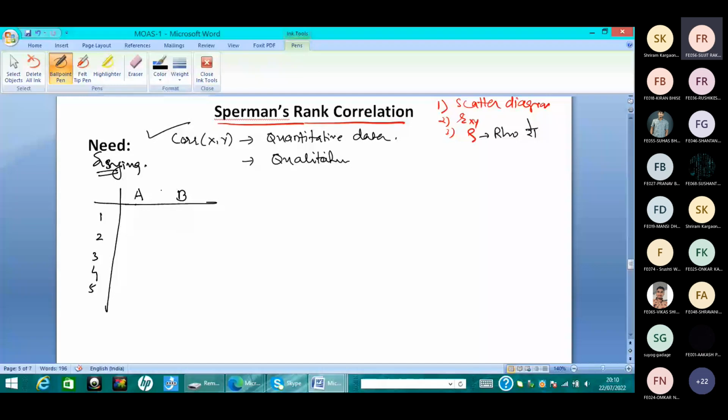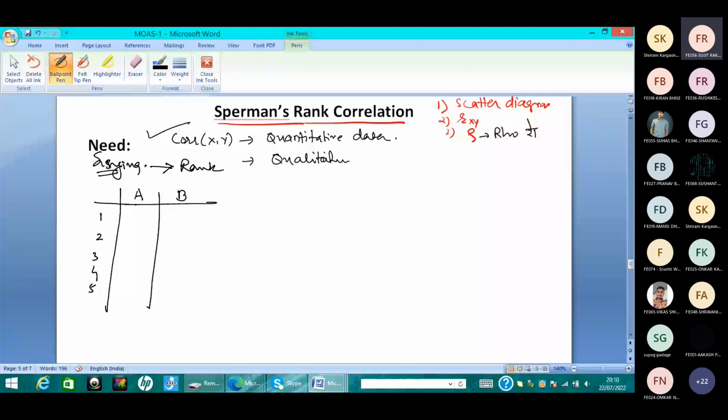In that case, they are observing the quality, which is not actually measurable. Quality means attribute, you can say. So they are measuring the quality and then converting it into some criteria, or giving them some rank, and then analyzing it. So in short, when there is qualitative data, you use the Spearman's rank correlation. Understand this.